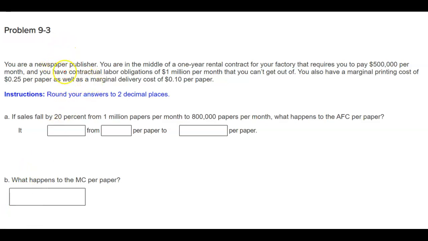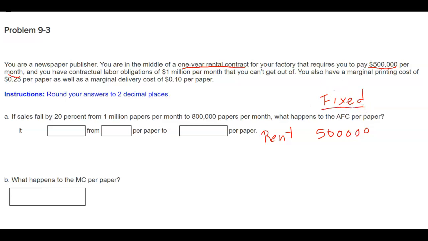So let's take a look at this discussion here. It says you are a newspaper publisher. You're in the middle of a 1-year rental contract. Okay, so it's a contract you can't get out of, and you have to pay $500,000 per month. So if this is something that you can't get out of, this is one of your fixed costs. So rent is $500,000 per month, and this is fixed. Why? Because you have a contract.